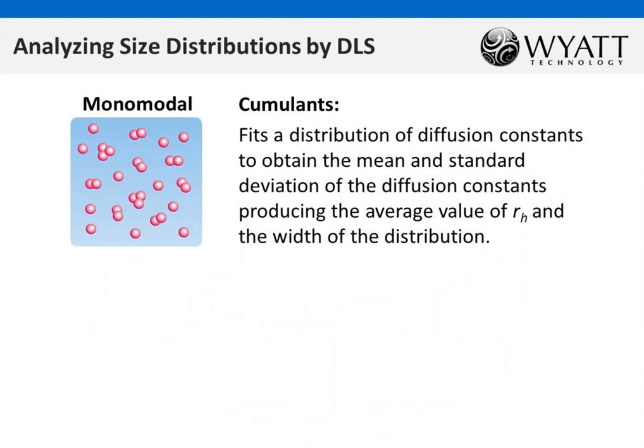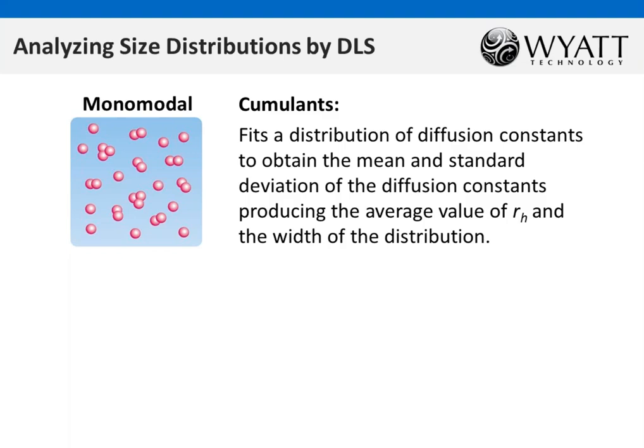Dynamic light scattering is a technique that naturally lends itself to batch measurements since it's quick and easy to perform and it does not require knowledge of concentration or the nature of the sample. We may even obtain some information about the polydispersity of the sample. A monomodal size distribution, as shown here, may be analyzed in terms of the mean and standard deviation of diffusion coefficients or radius. This is called cumulant analysis.